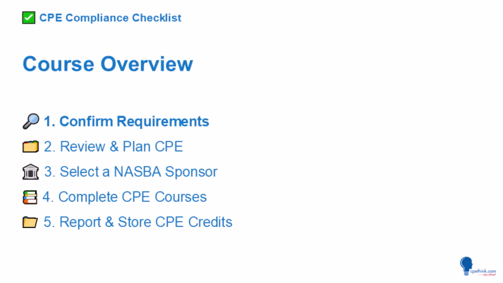Before selecting courses or choosing a provider, you need a clear understanding of what your licensing authority requires for the current reporting cycle. Requirements can and do change, and relying on assumptions from prior years is a common cause of compliance issues. This step has 3 objectives. First, you need to review current statutes, regulations, and updates that apply to your license. That includes any changes to qualifying course formats, credit categories, ethics definitions, or reporting rules.